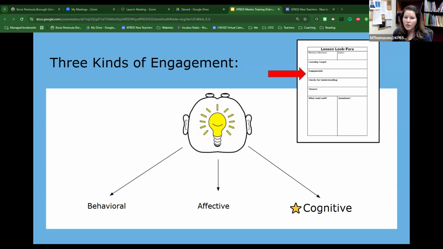Affective engagement speaks to how students feel about the lesson. Do they like it? Are they interested in the topic? How do they feel about the topic? Last is cognitive engagement. This kind of engagement is all about learning. Did the students learn what was intended? Was the learning target achieved? The Charlotte Danielson framework looks at engagement in this light. Domain 3C is all about, did the student learn what was intended for them to learn? Because we are all evaluated on cognitive engagement, I think it's important to frame engagement in this way.